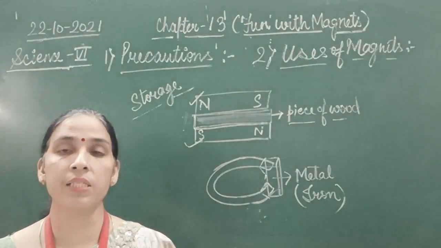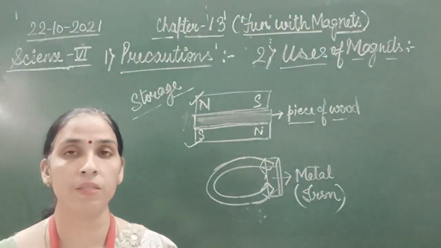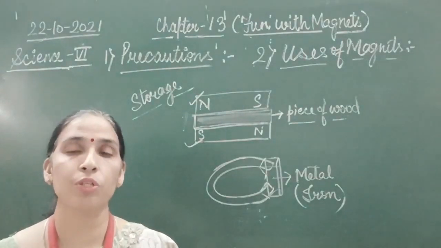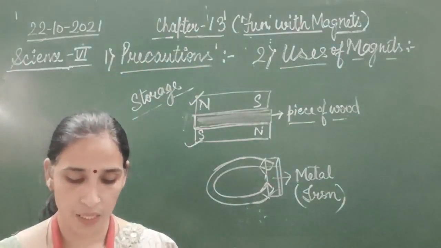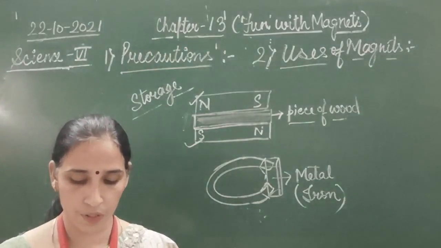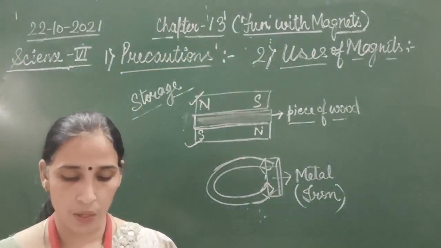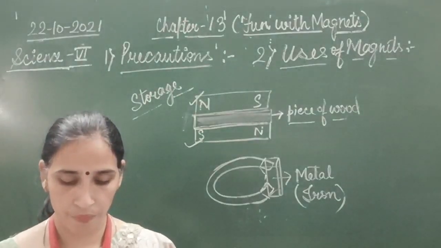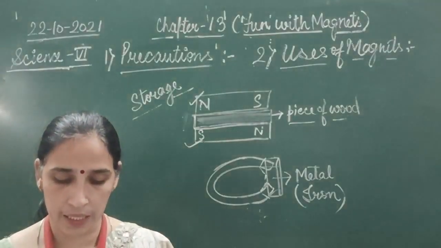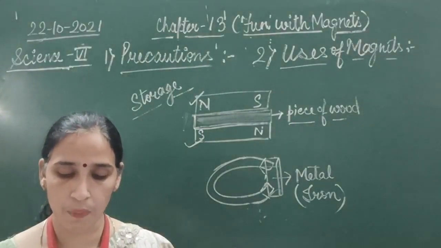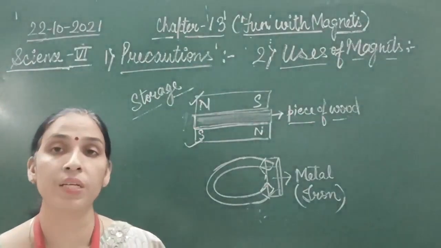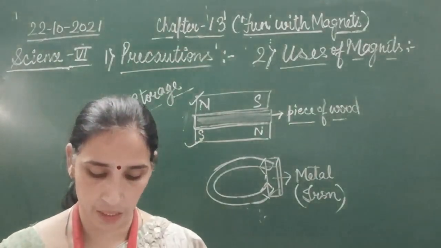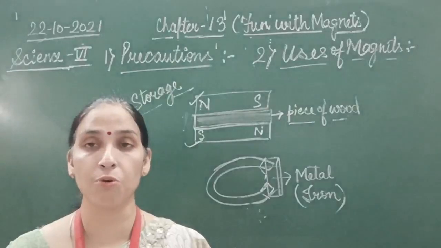So with this we have finished chapter 13, fun with magnets. Then tomorrow children we are going to do some of the exercises of it, and we will try to find out answers to certain questions. What are the different questions which we can do? I can take one or two questions, like what happens when a bar magnet is left to move freely. So if a bar magnet is left to move freely, it will come to rest in the north and south direction.